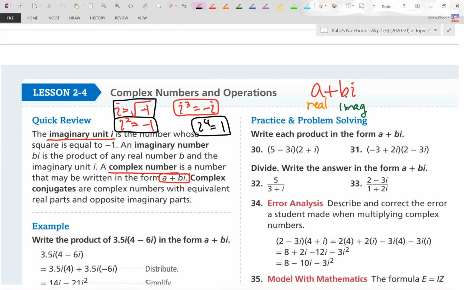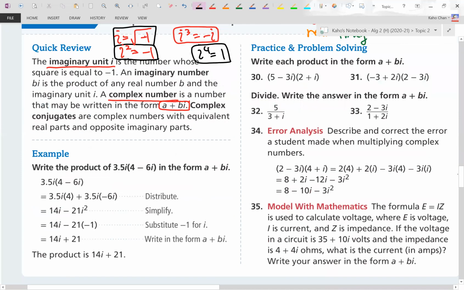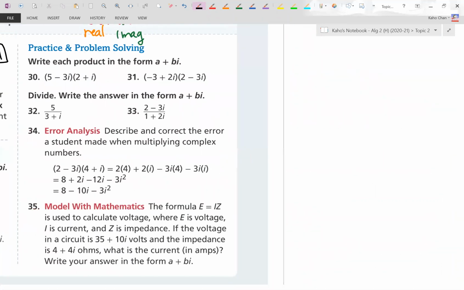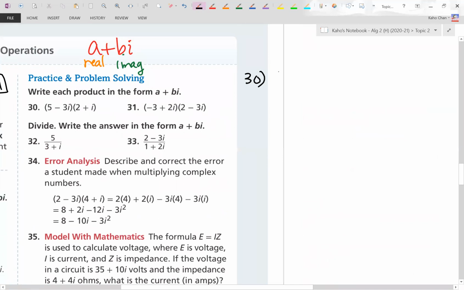All right. So they have an example of a product of 3 + 5i times 4 minus 6i. You can follow that. I'm going to go ahead and start playing around with the right, starting with number 30. Here we go. Looks like I'm going to be multiplying a binomial times a binomial. 5 minus 3i times 2 plus i.